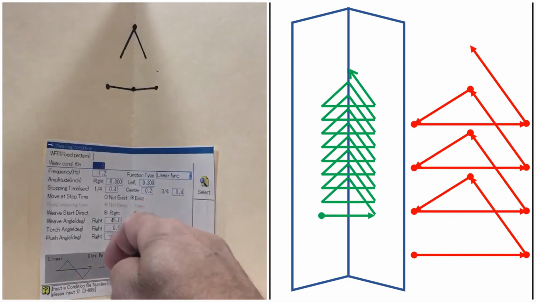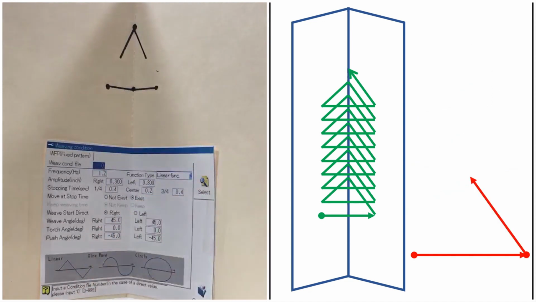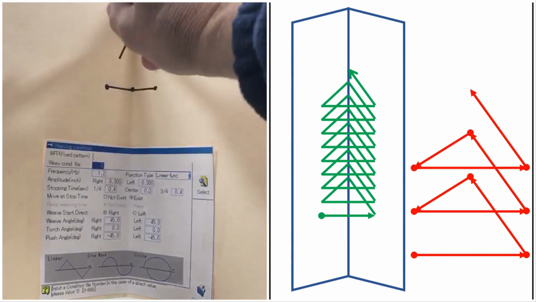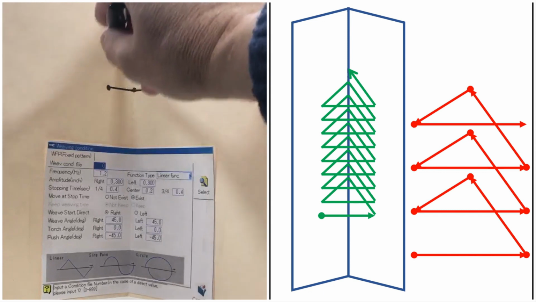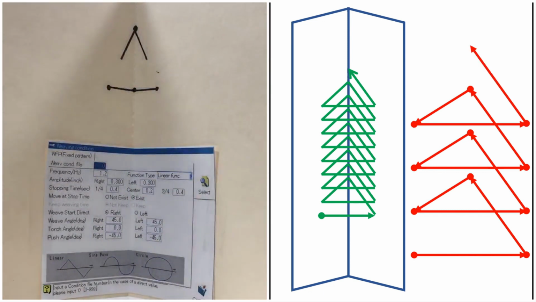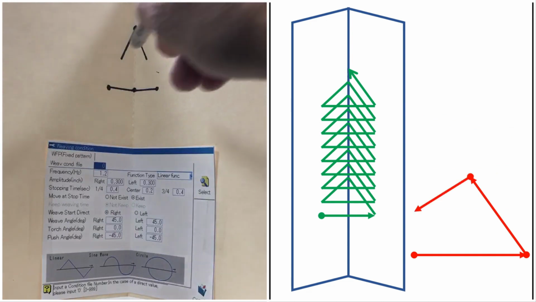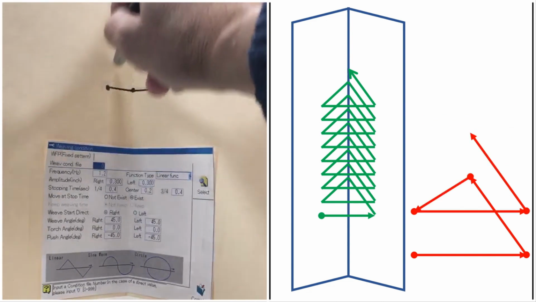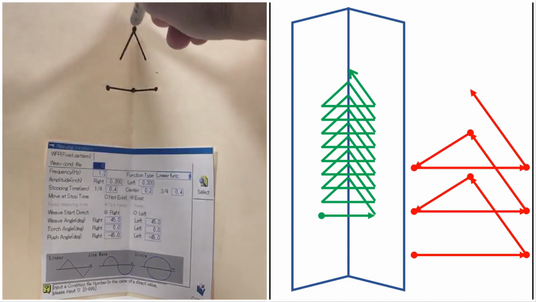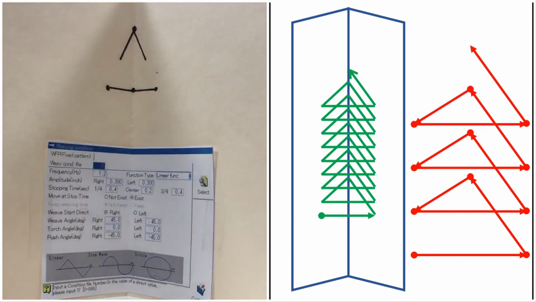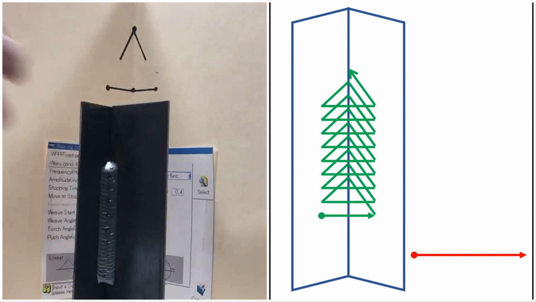And the next one is push angle, which is negative 45 left, right, negative 45 left. And this causes the torch to do a motion like this. So those two weave and push angles together creates a triangle or Christmas tree motion. And the weld from this weave should look something like this.